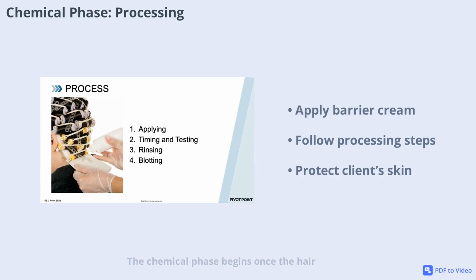The chemical phase begins once the hair is wrapped and the perm solution is applied. Apply a barrier cream and position cotton to protect the client's skin, replacing it as needed. The basic steps include applying the solution, timing and testing, rinsing and blotting. Each step is vital for achieving the desired curl and maintaining hair health.